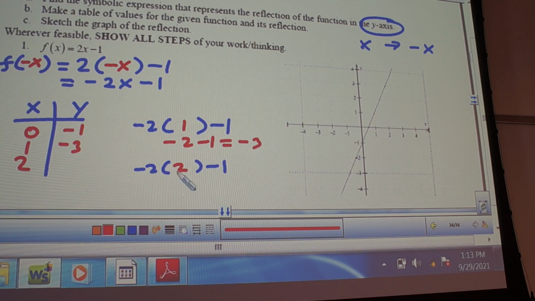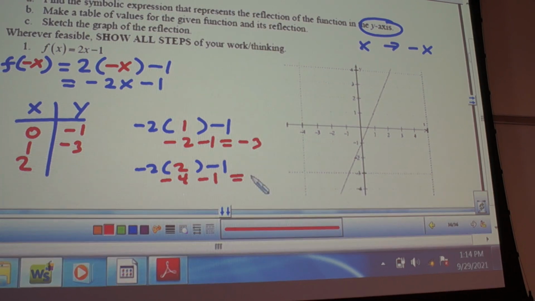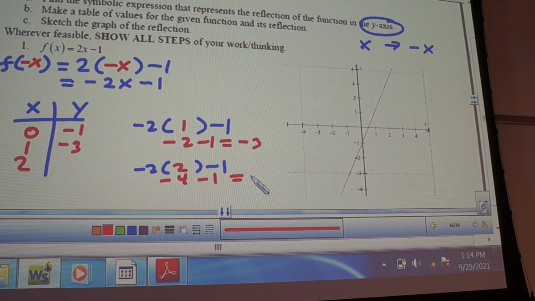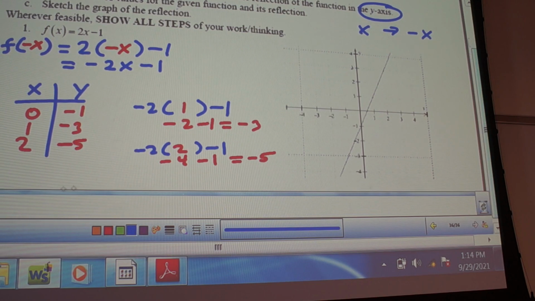So negative 2 times negative 2 is negative 4 minus 1, and I get negative 4 minus negative 1. I owe $4, I owe $1, altogether I owe 5. And then since I'm here, I should have done this one. We'll do negative 1 also. Negative 2.